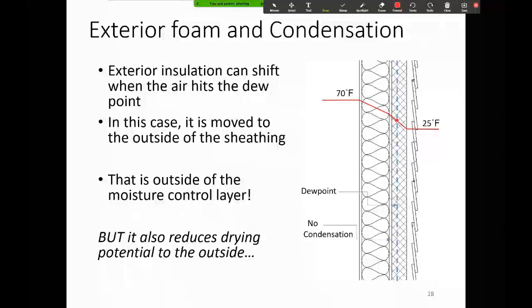So I added exterior insulation. So instead of at the sheathing, I have continuous insulation out here. I don't have any thermal bridges, which I guess this is the class you're supposed to learn that in. So maybe you don't know what a thermal bridge is yet, but we'll talk about that later. But if my moisture control layer is here and I shift the condensation point to right here, even if it condenses, if it's outside the moisture control layer, it's not a problem, right? But it also reduces drying potential to the outside.